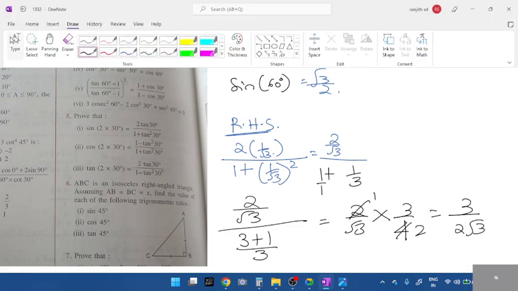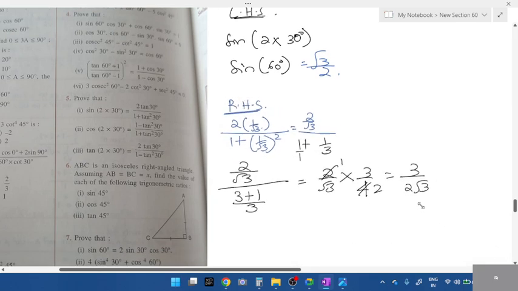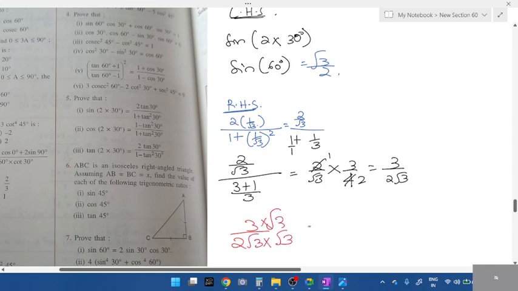What about root 3? What kind of number is root 3? Irrational. Could you rationalize it? How do we rationalize? Let me take 2 root 3 and multiply by which one, students? Only root 3, right? So I get 3 root 3 divided by 2 into 3. This 3 and 3 get cancelled. What's the answer left? Root 3 divided by 2.